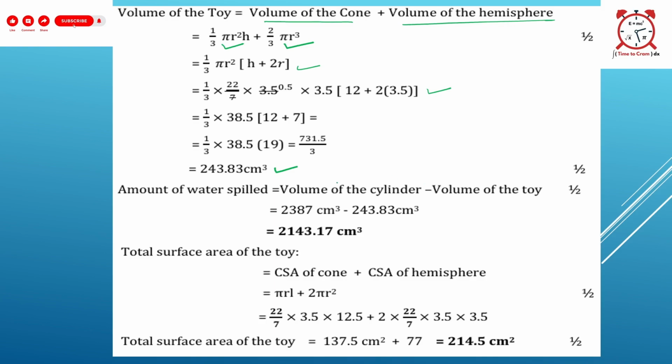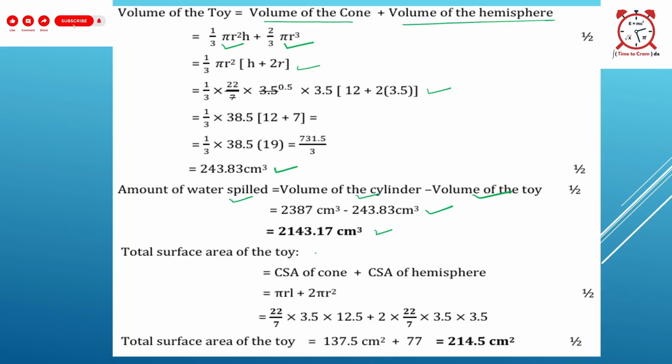Now after the toy is immersed in the cylinder, some water flows out from the cylinder. So how much water is left in the cylinder, that we have to calculate. So the amount of water spilled, spilled meaning flows out, equals volume of the cylinder minus volume of the toy. Both the volumes we have calculated already. So after their subtraction, we will have the volume of the water that is spilled out as 2143.17 centimeter cube. Now this is the one required answer.